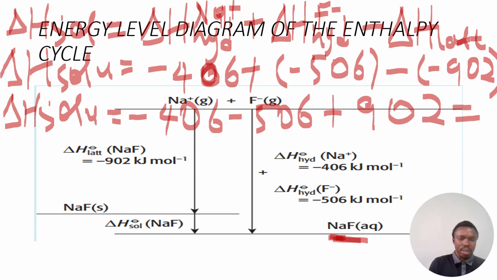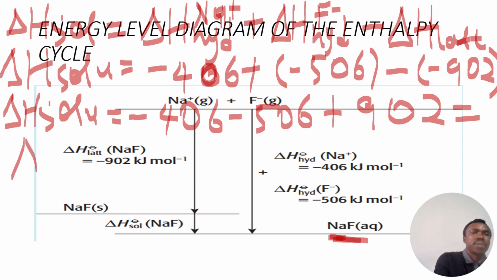So minus 406 minus 506 plus 902, which is equal to minus 10.